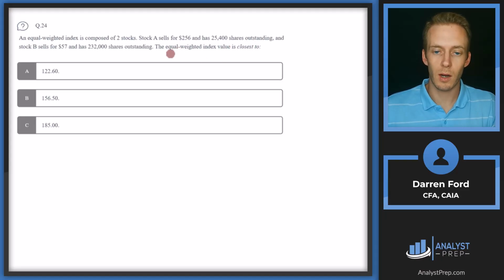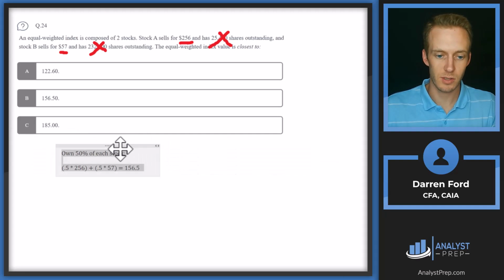So to calculate the equal weighted index value, the shares outstanding is kind of a red herring in this instance. It's not needed for the calculation. All we need to calculate is price, since we're going to be holding 50% of stock A and then 50% of stock B. So we just need to do 0.5 times each of these prices, which is going to give us this answer right here, which would be 156.5.